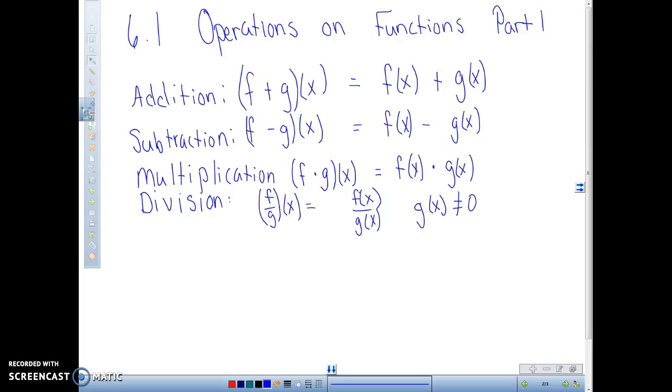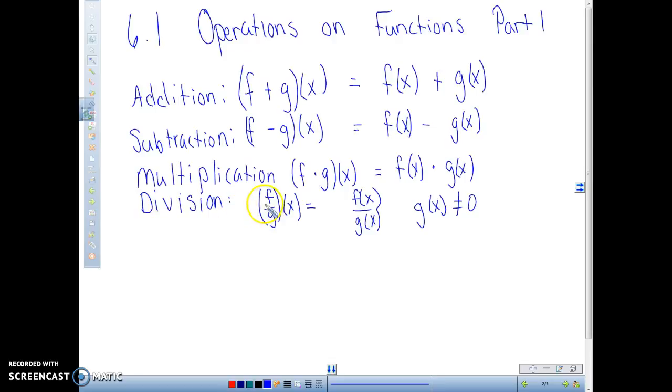It says if it's noted as f plus g of x is equal to the function of f of x added to the function of g of x. Same notation with subtraction. There's a subtraction sign there. You take the f function and subtract the g function from it. Multiplication. Take the f function multiplied by the g function. Most of the time you'll have to FOIL or distribute here.